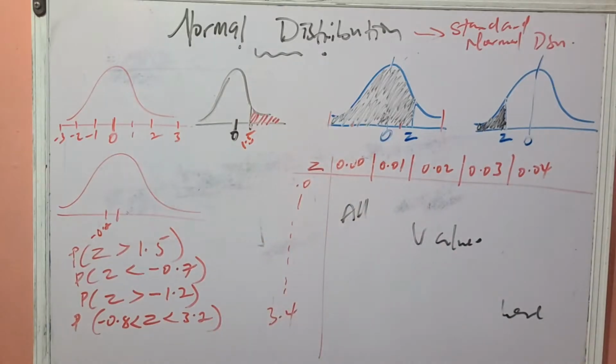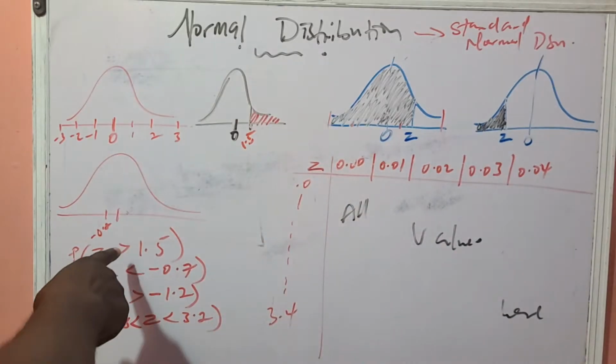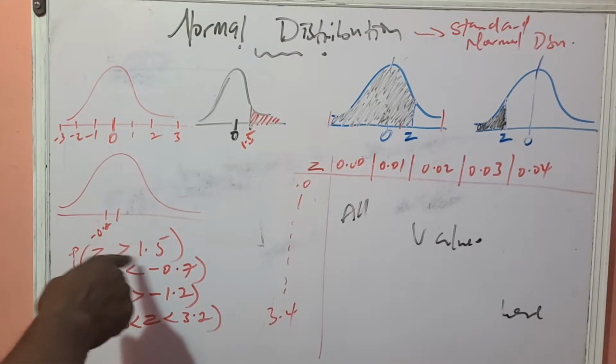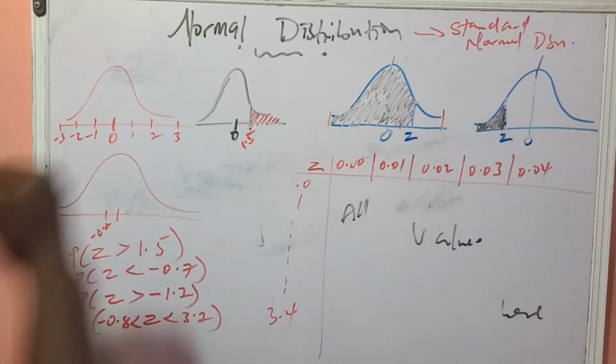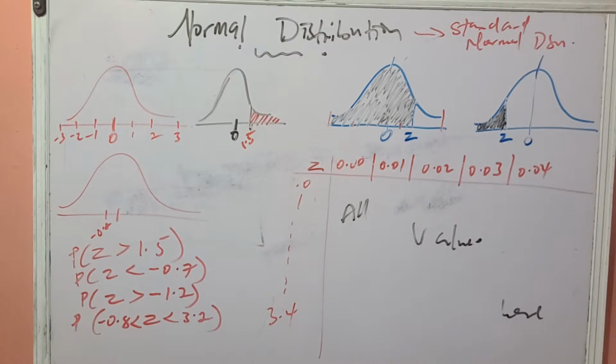Now, if this was less than here, let's say this inequality sign was less than, I'll be shading this portion in that case. That's one of the important skills you need to know. So let's try and do the next one. Look at this one now.